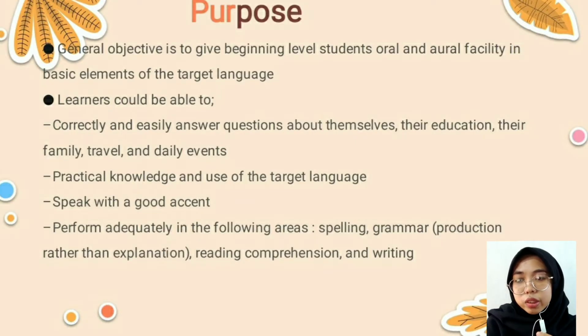The purpose of the Silent Way method. The general objective is to give beginning level students oral facility in basic elements of the target language. With this method, learners should be able to: first, correctly and easily answer questions about themselves, their student life, their family, travel, and daily events. Second, have practical knowledge and use of the target language. Third, speak with a good accent. And fourth, perform adequately in the following areas: spelling, grammar, or production rather than explanation, reading comprehension, and writing.